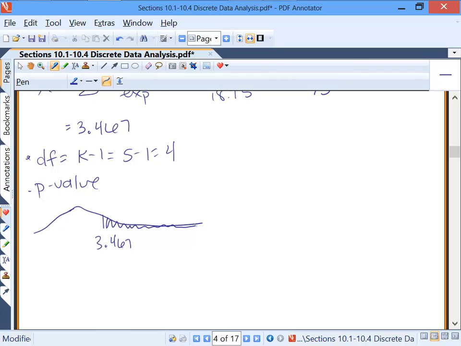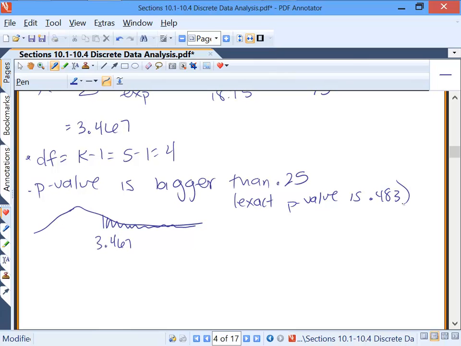Greater than alpha equals 0.25. Okay, it's greater than 0.25 because it's off to the left side, so my p-value is bigger than 0.25. And we could use a computer to find that the exact p-value is 0.483, just in case you're curious at how much bigger. Okay, so how do you feel about that p-value?